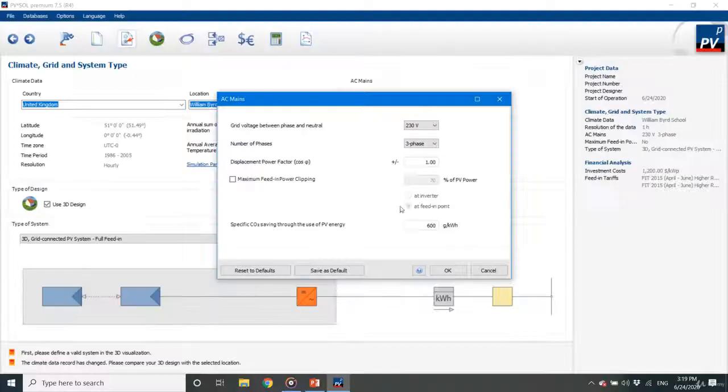Next, you have to provide the displacement power factor. It's the same as the apparent power factor or the ordinary power factor that we already know before. It exists due to the shift between voltage and current at the fundamental frequency. How can you measure the power factor?